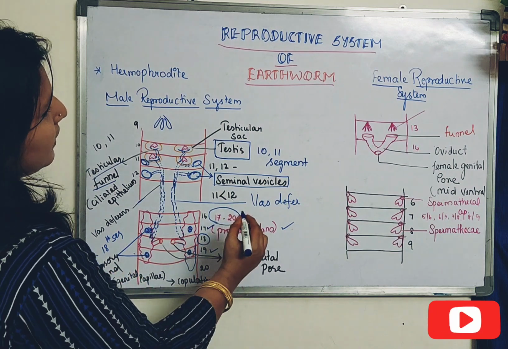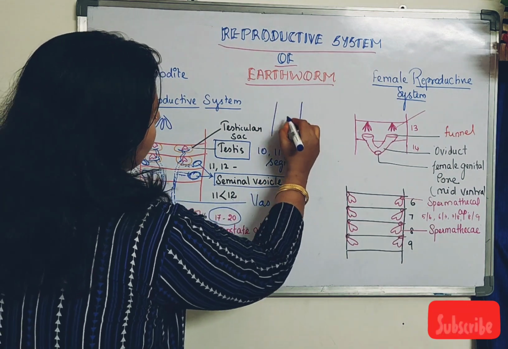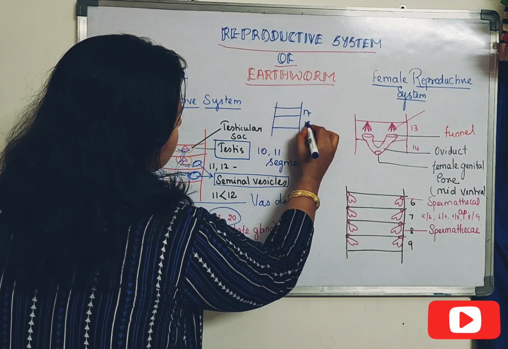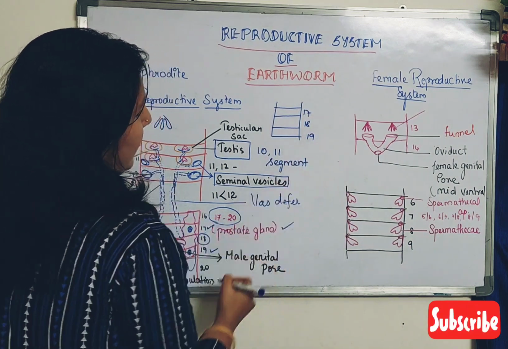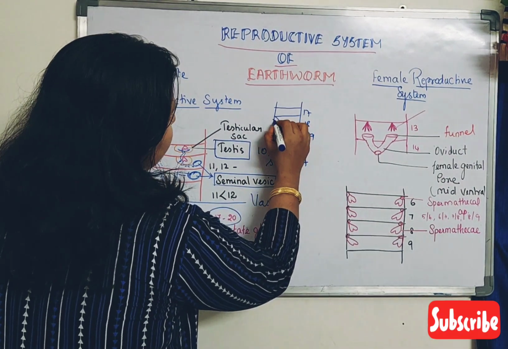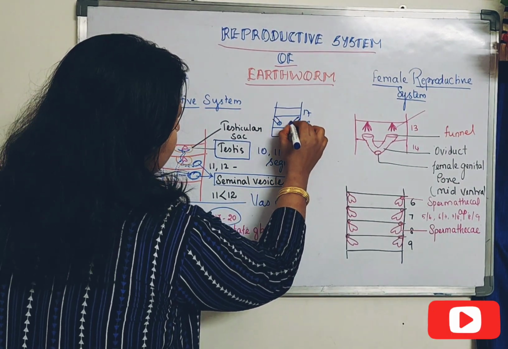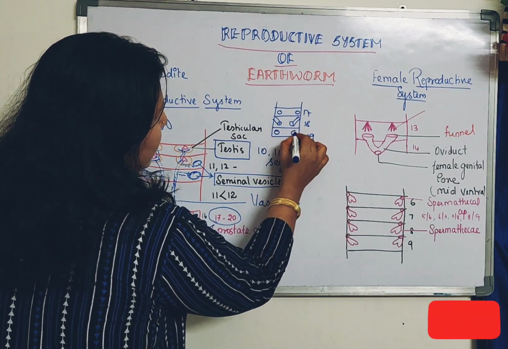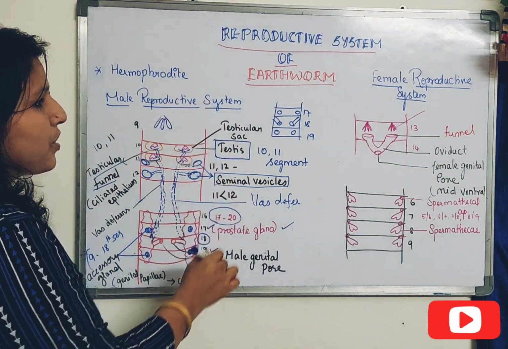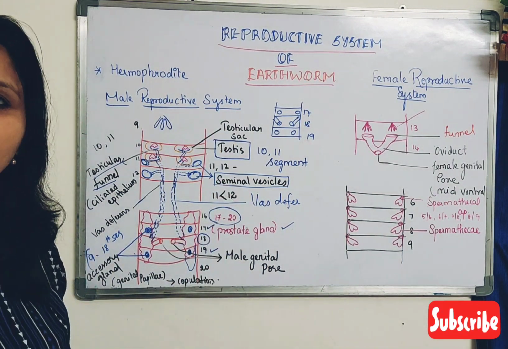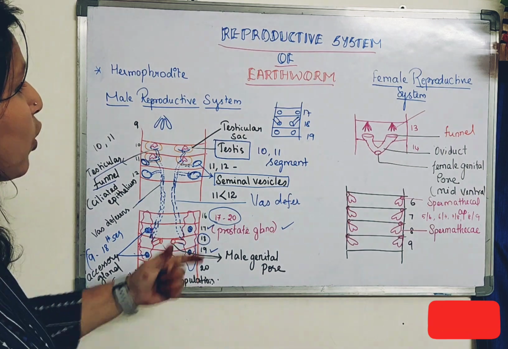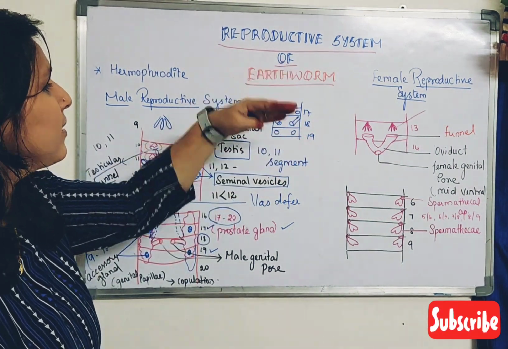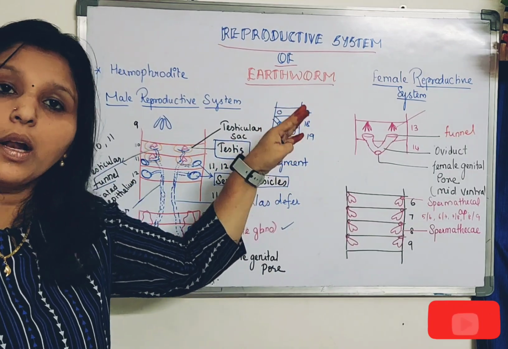So if you are seeing the external morphology, this is the 17th segment and this is the 18th segment, and this is going to be the 19th segment. The male genital pores are present in the 18th segment, whereas the accessory glands are present in the 17th and 19th segments, which ensures the perfect process of copulation. To ensure the perfect copulation process, these accessory glands are present on either side of the male genital openings.